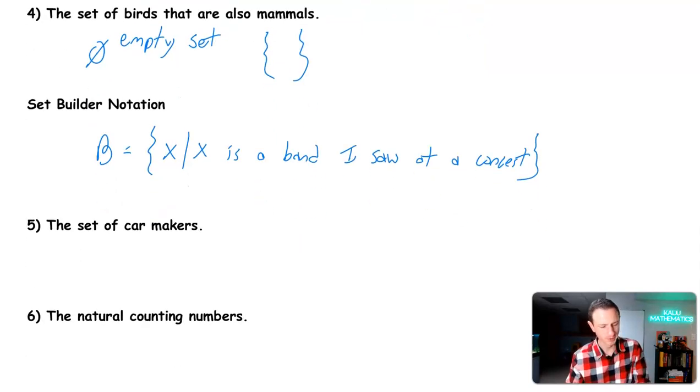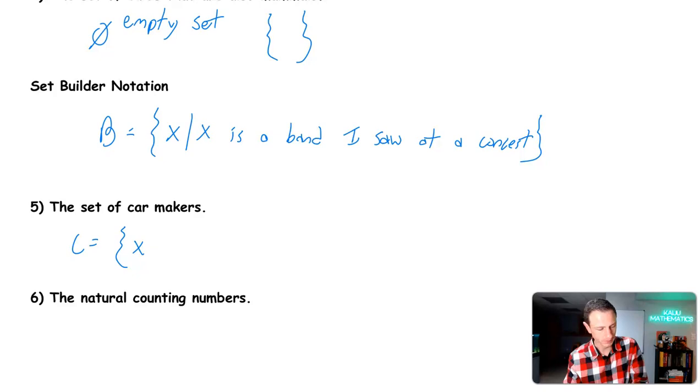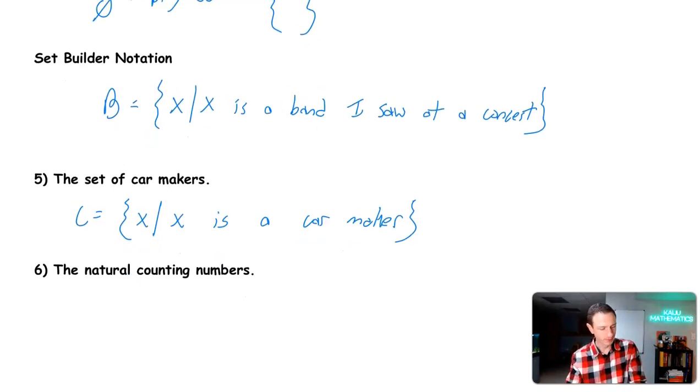Set builder notation is probably used more often in some classes. Roster method is very useful though for just listing out all the possibilities. Now the set of all car makers: so let's say C is equal to the set of all x values such that x is a car maker. The natural counting numbers, so let's call that N, is equal to the set of x values such that x is a natural number.